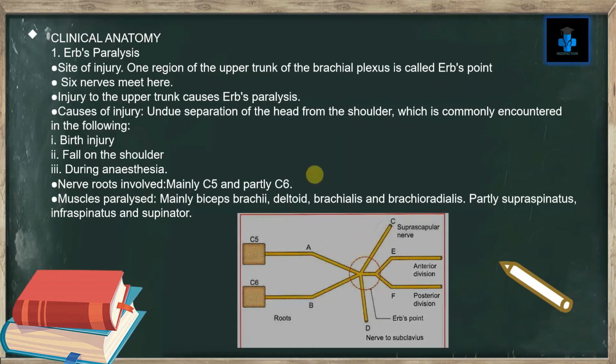So, injury to the upper trunk causes Erb's paralysis. Causes of injury: undue separation of the head from the shoulder, which is commonly encountered in birth injury, fall on the shoulder, and also during anesthesia. Nerve roots involved are mainly C5 and partly C6. Muscles paralyzed here are mainly biceps brachii, deltoid, brachialis, and brachioradialis, partly supraspinatus, infraspinatus, and supinator.